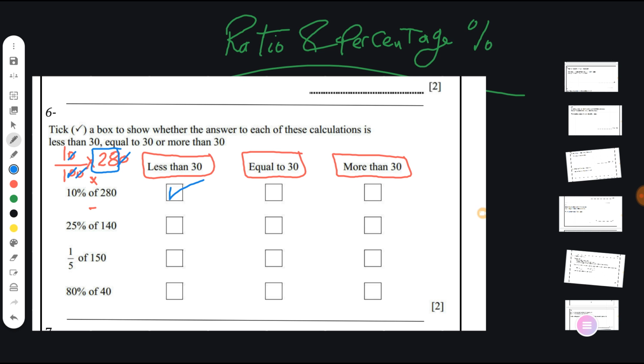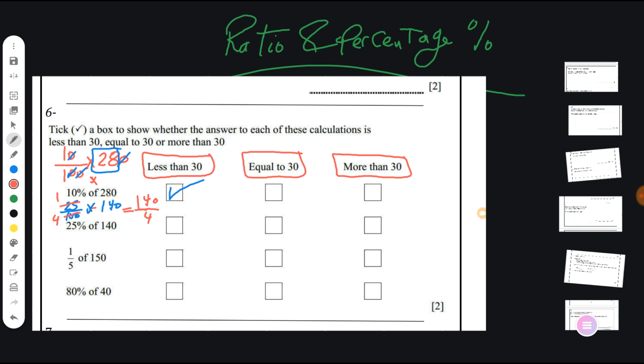Second one, 25%. I need to also convert it to a decimal, to a number, to compare with 30. 25 can be written as 25 over 100 multiply 140. Actually, as you see here, we can say 25%. If we divide it by 25, it will be 1 divided by 25, it will be 4, so it is the same as 1 over 4 multiply 140, which means 140 over 4.